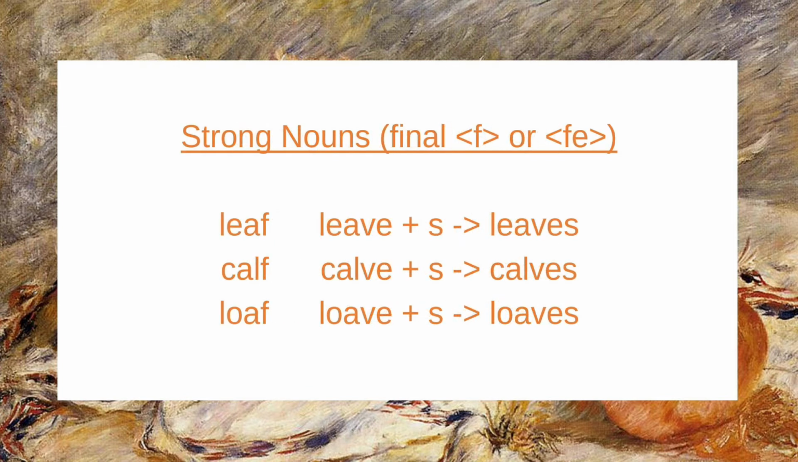For some nouns spelled with a final F or FE in the singular, the base of the plural is spelled with a final VE. Then the S suffix affixes to the plural base. 1 leaf, 2 leaves, 1 calf, 2 calves, 1 loaf, 2 loaves. If you are unsure if the noun needs a VE in the plural, check a dictionary. Most nouns that end in F take only the S suffix in the plural.